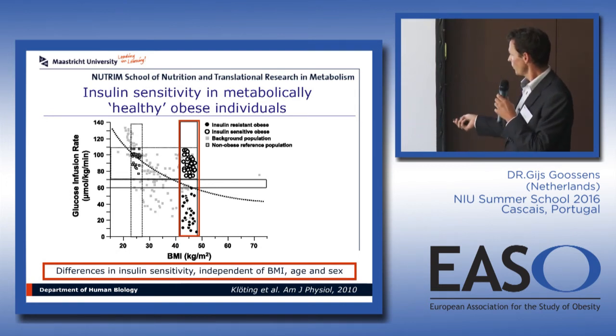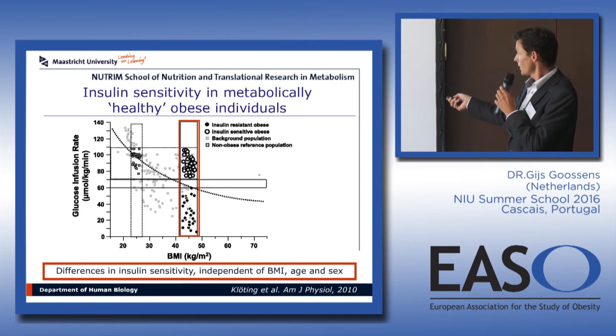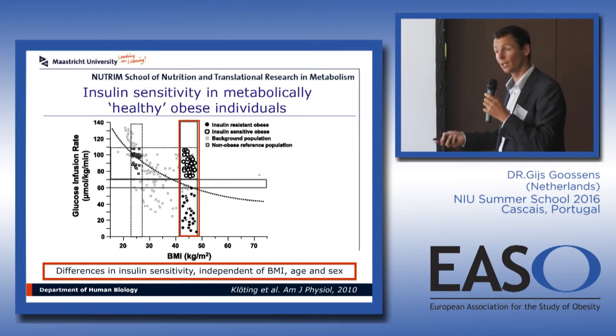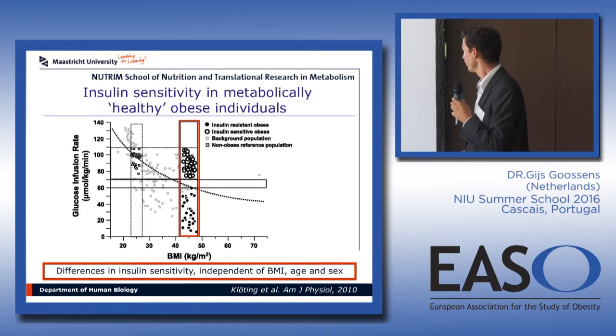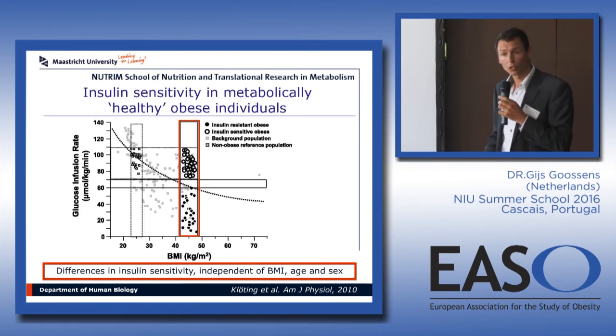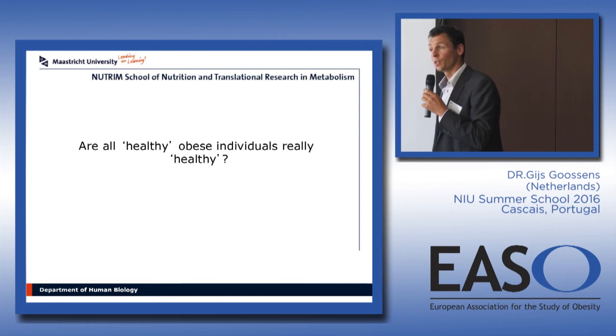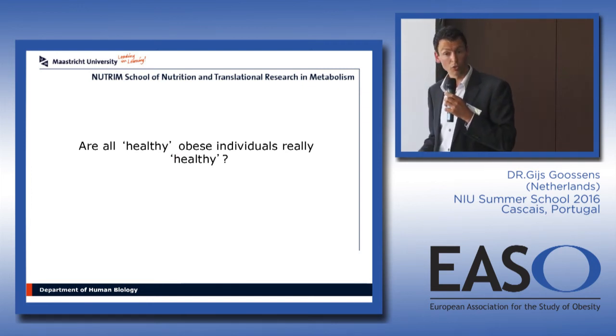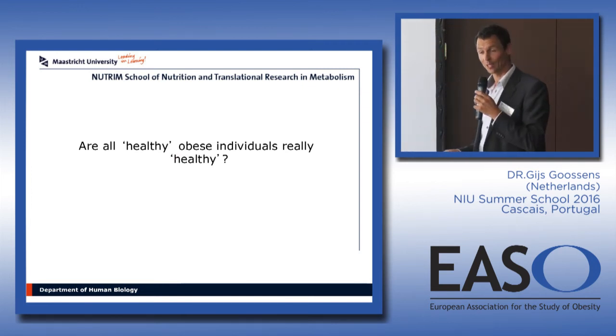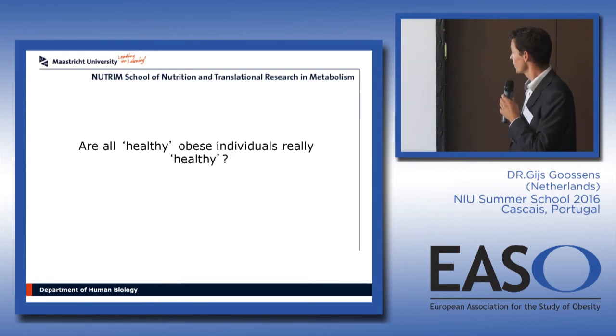So there are some individuals that are severely insulin resistant, and there are also some obese, metabolically healthy individuals that have the same insulin sensitivity as a non-obese reference population. So completely normal insulin sensitivity. But an important question is, are all these metabolically healthy obese individuals really healthy, as the concept suggests?